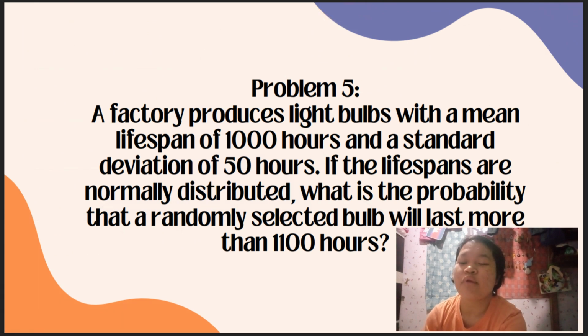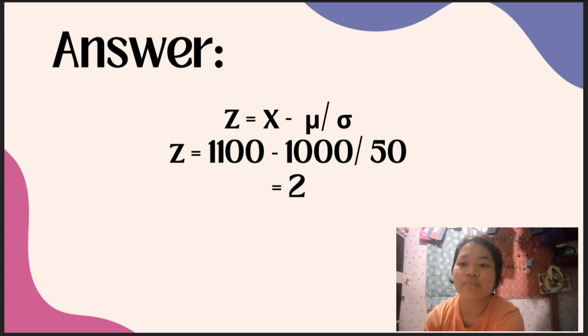To the last problem, problem 5. A factory produces light bulbs with a mean lifespan of 1000 hours and a standard deviation of 50 hours. If the lifespans are normally distributed, what is the probability that a randomly selected bulb will last more than 1100 hours? So the answer for this problem is z equals 1100 minus 1000 over 50 is equal to 2. So using a standard normal distribution table, the probability is approximately 0.0228.